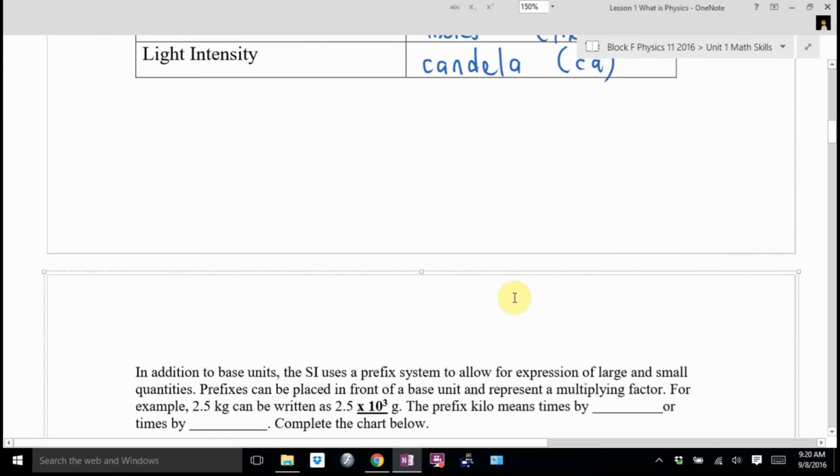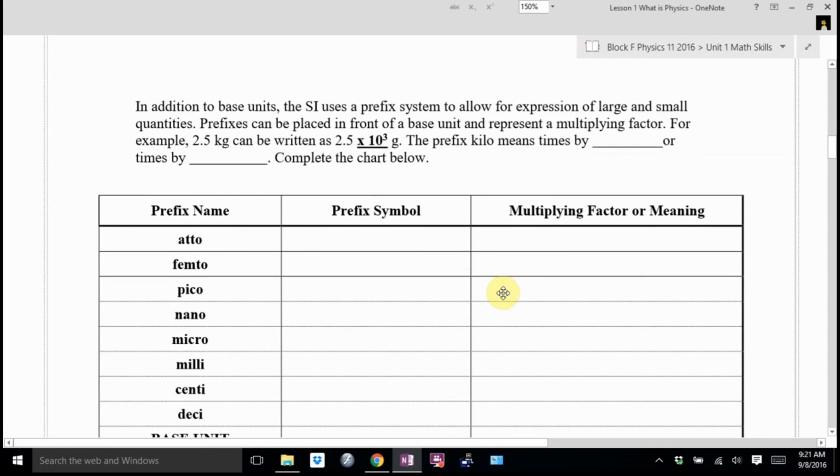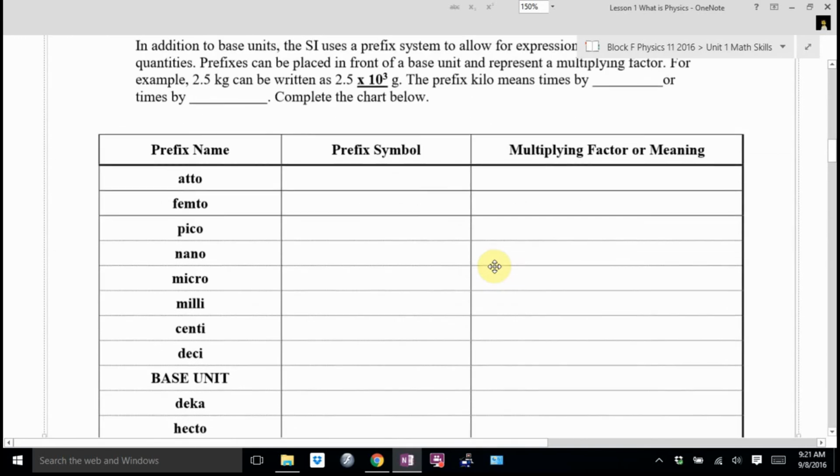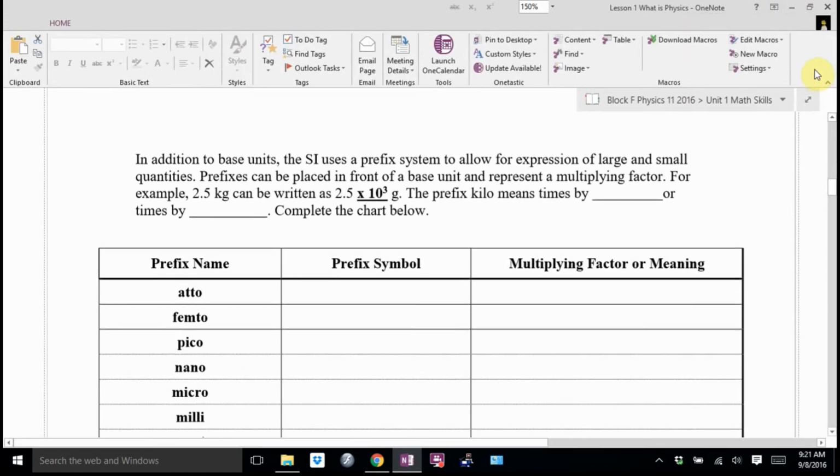And this is where you're going to want your formula sheet out. In fact, you're going to want the back page of your formula sheet, I think. I wrote this: in addition to base units, the SI, the System International, I'm just going to say the SI, uses a prefix system to allow for the expression of large and small quantities.